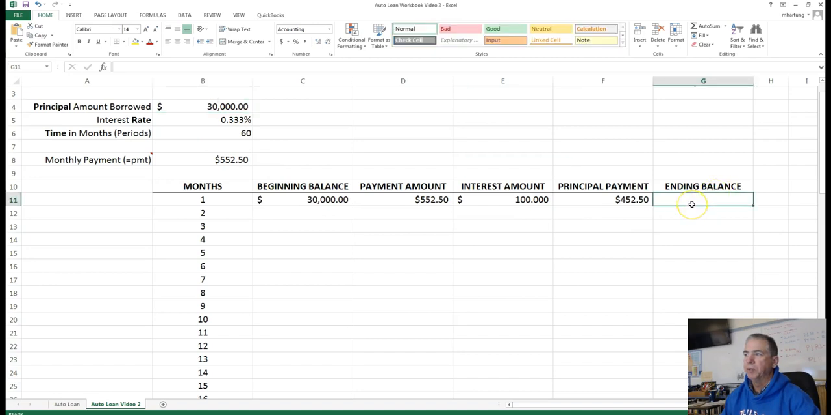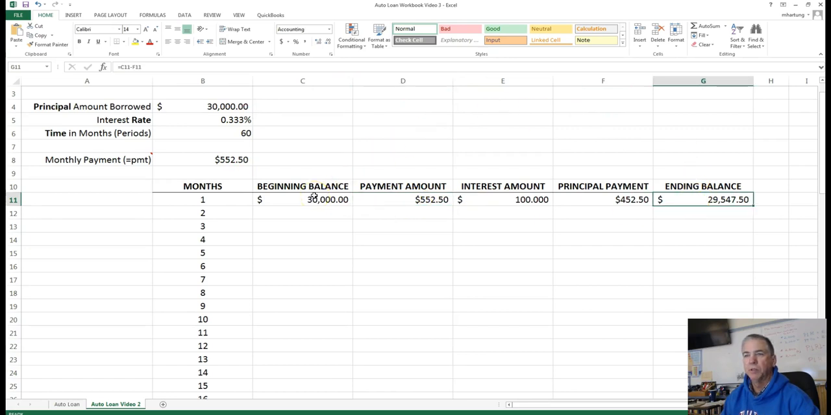And then the ending balance will be how much money is owed of the original $30,000 at the end of the first payment, at the end of the first month. So we have another subtraction to do. Here's the amount that we owed at the beginning, at the start of the loan, minus the amount of principal payment that we made. So now we owe $29,547.50 after we made our first monthly payment.